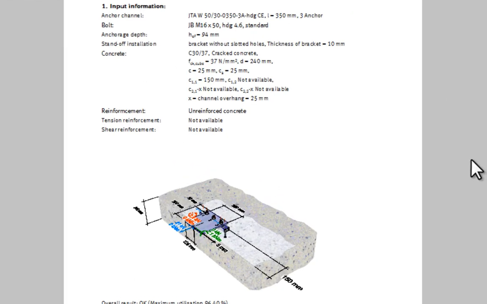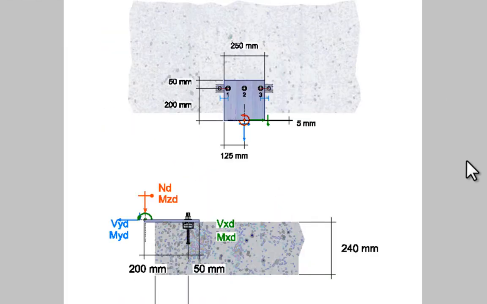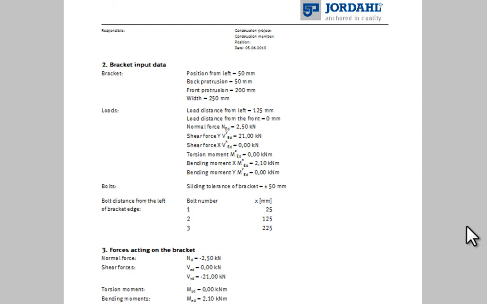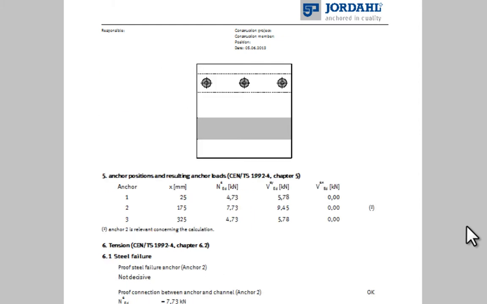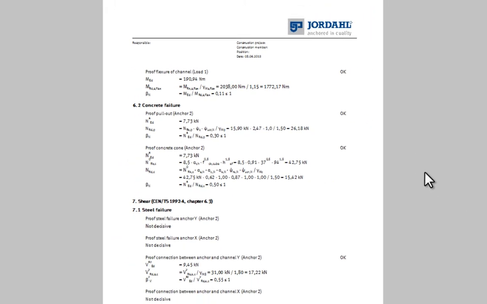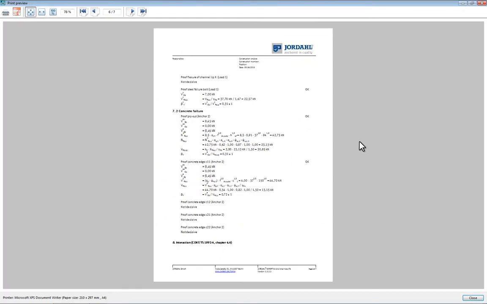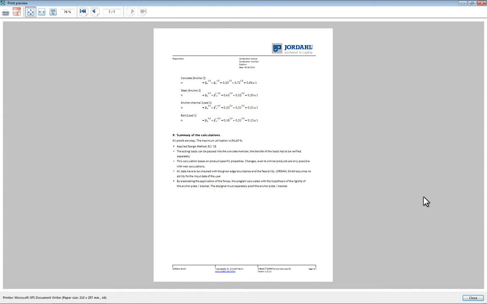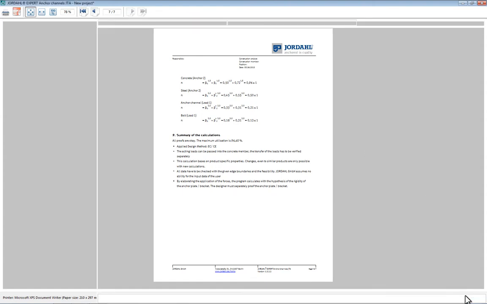The input data for the bracket and the determined loads on the T-bolts are displayed on the third page. Then the pressure point of the bracket on the concrete surface is shown. In order to document the results, this log is integrated in the structural analysis of the building as a whole and may be submitted for examination.